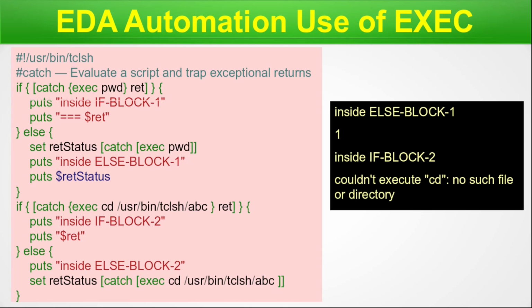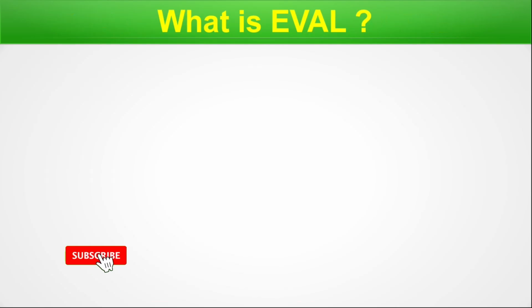So here we are done with the EDA automation level use of exec, the fashion in which the exec command should be used with catch inside EDA VLSI automation. So guys, this is a very important slide and we are done with it. Let's move on. What is eval?